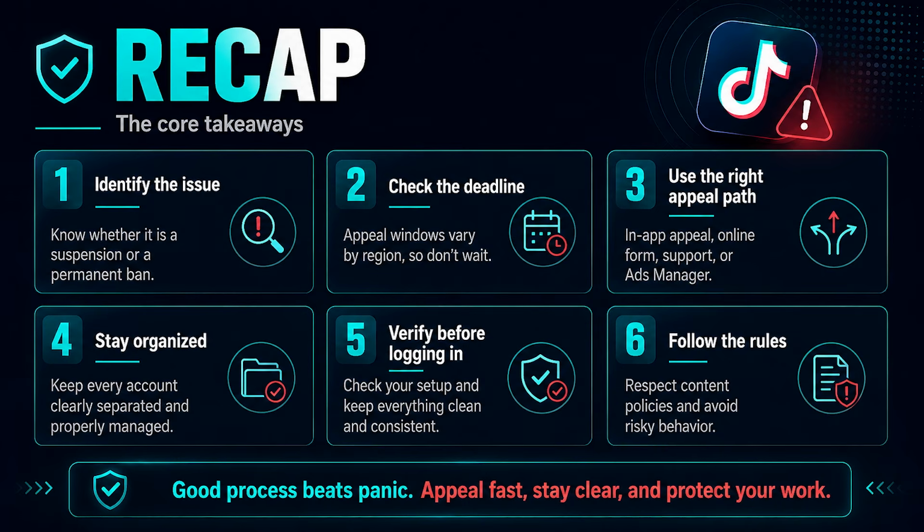So to quickly recap, check your ban type, check your deadline, submit a proper appeal, isolate your accounts, and never overlap identities.